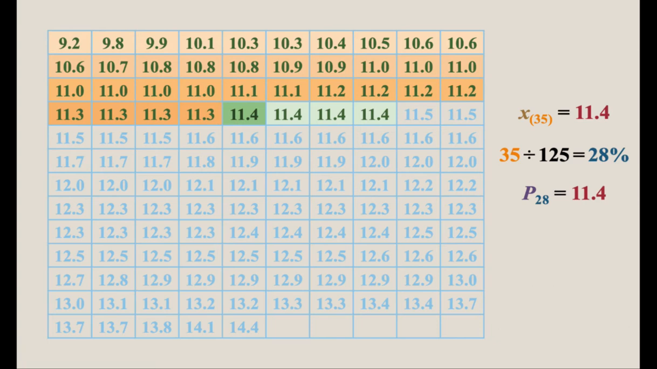Also, we note that there are 34 values strictly less than 11.4, and 34 divided by 125 is 27.2%. This means there is 27.2% of the data strictly below the value 11.4.